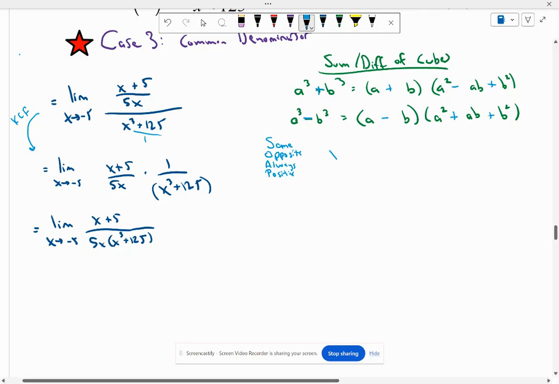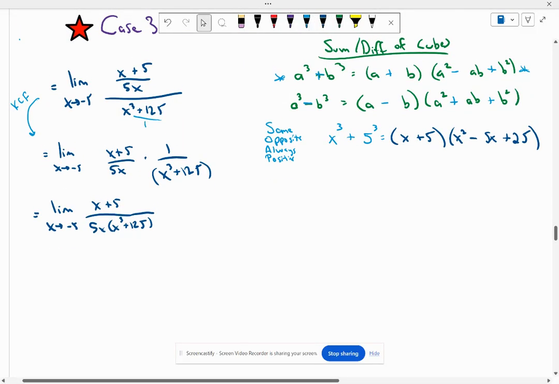So in our x cubed minus 125 situation, you have to recognize that 125 is equivalent to 5 cubed. So that's going to look like this one up here. That's going to become a plus b, or in this case x plus 5. And then x squared, x times 5 is 5x, and then b squared or 5 squared is 25. And same, opposite, always positive. So I'm going to use this factored version, because this is just x cubed plus 125 down here.